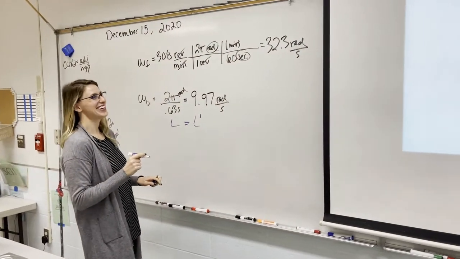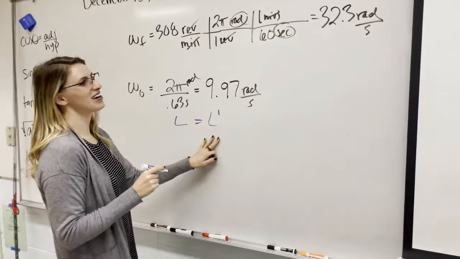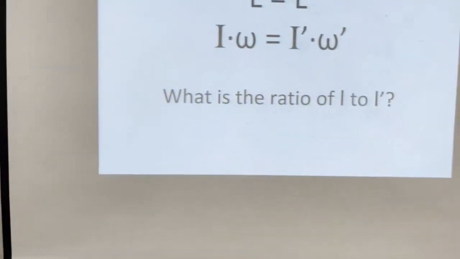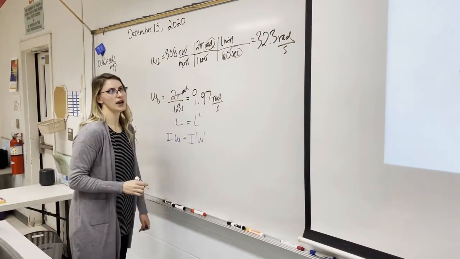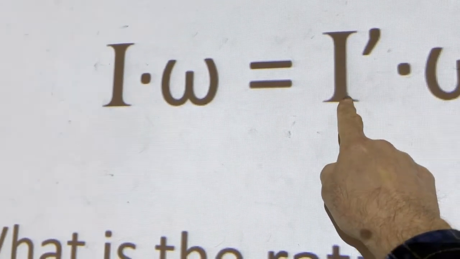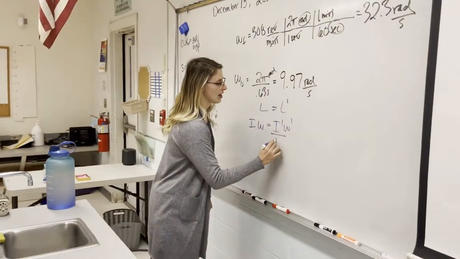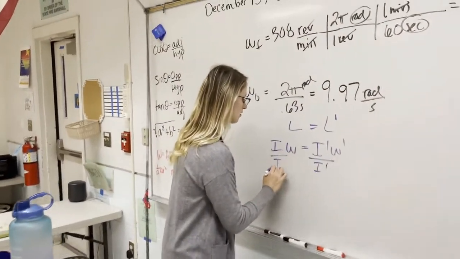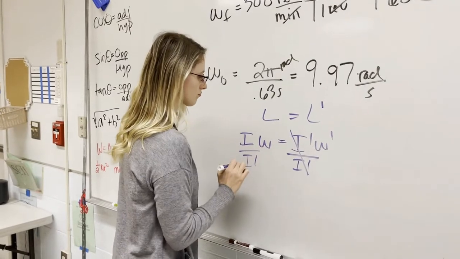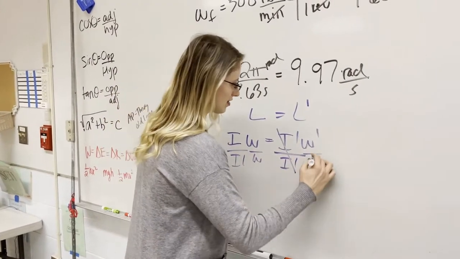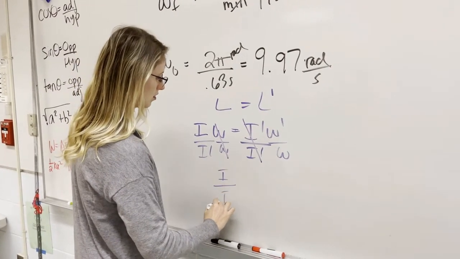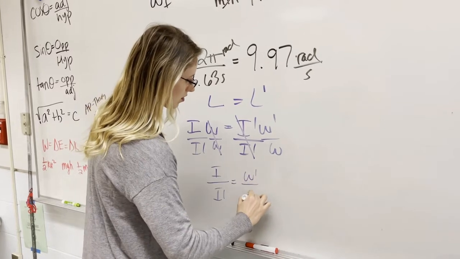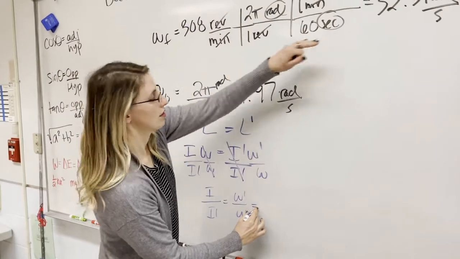We're not a regular object. That's right. Okay, so we have our law of conservation of angular momentum. That is this equals this, right? So if we want this on top and this on the bottom, let's just divide by this. Those now cancel. What do we do with the angular velocity? Put it over here. So the ratio is going to be the angular velocity afterwards divided by the angular velocity before.